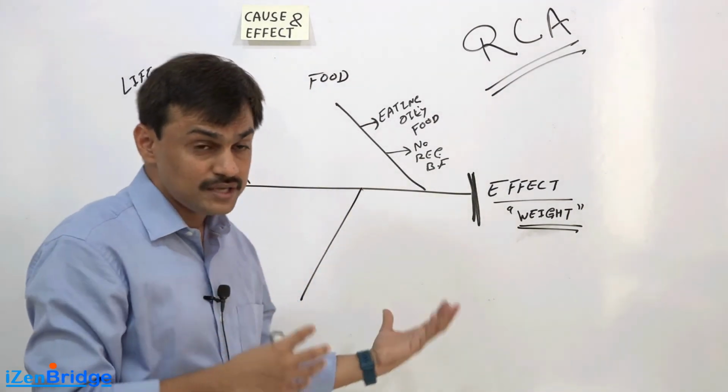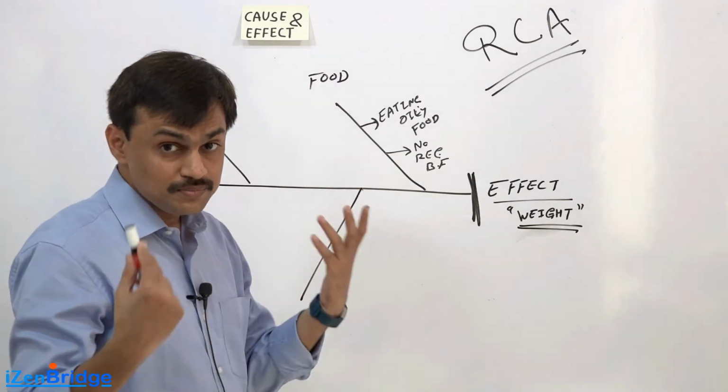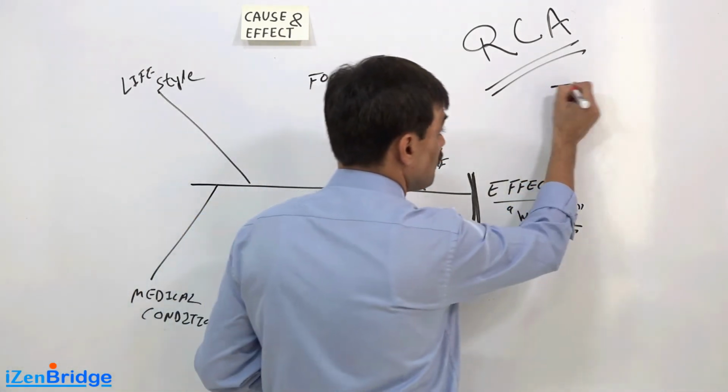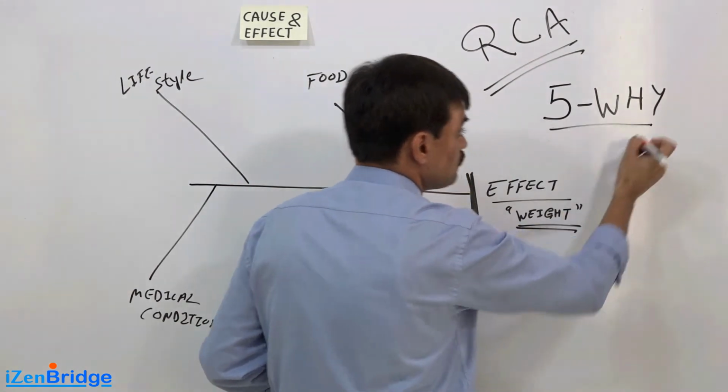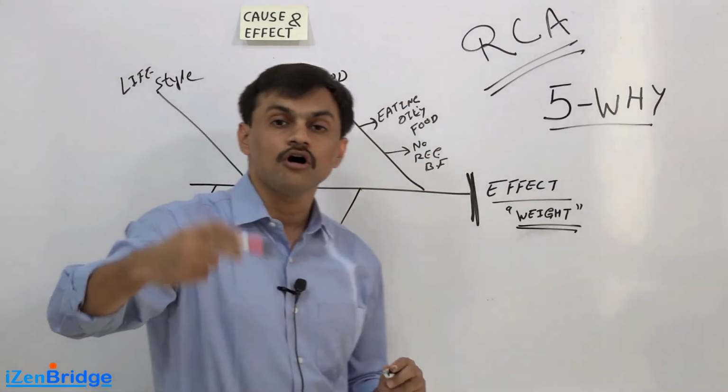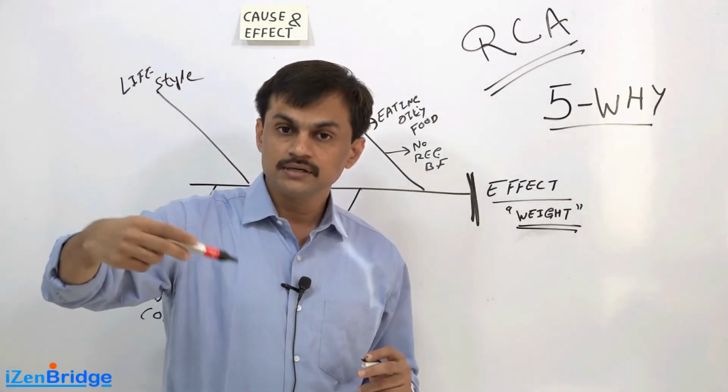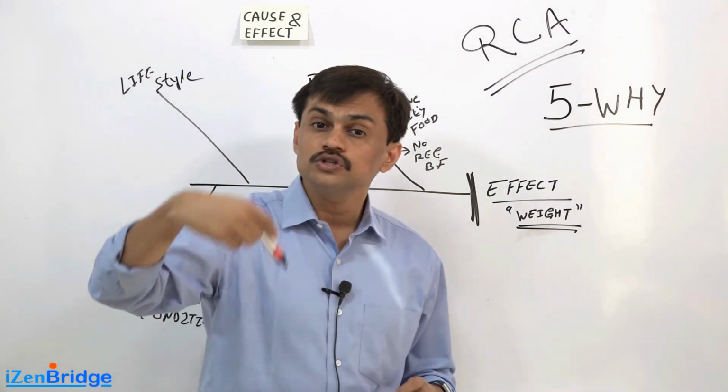Now, how can you find out root causes? There could be various ways. The most popular way which is used in many quality circles is something called 5 whys. It says that rather than stopping at one place, we need to keep digging into the details of each cause so that we can find out the root cause.